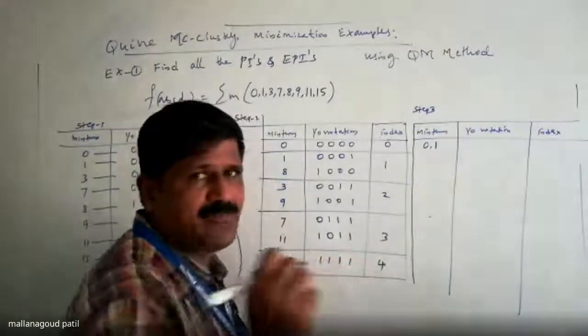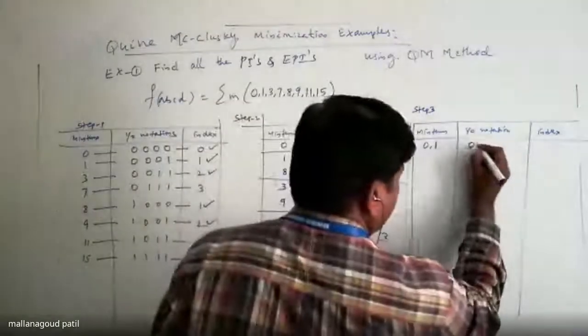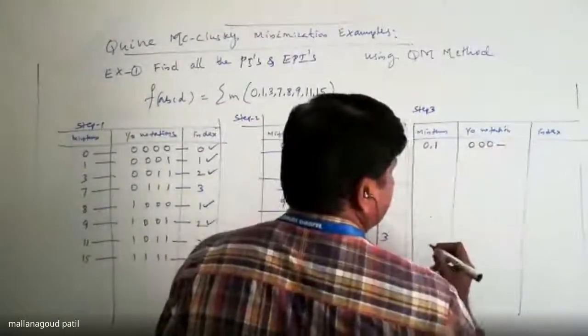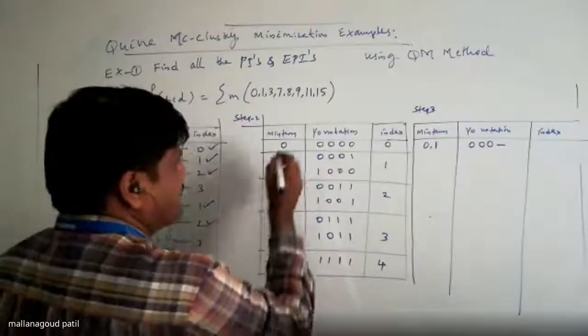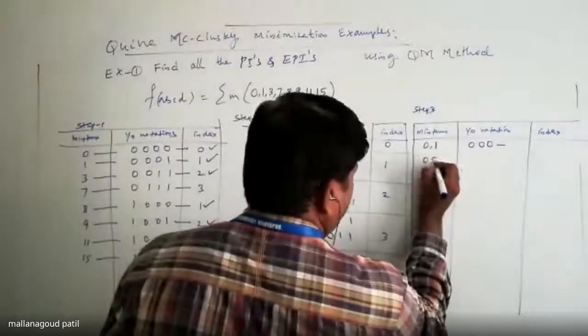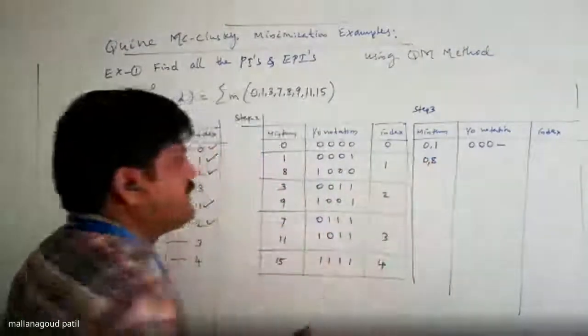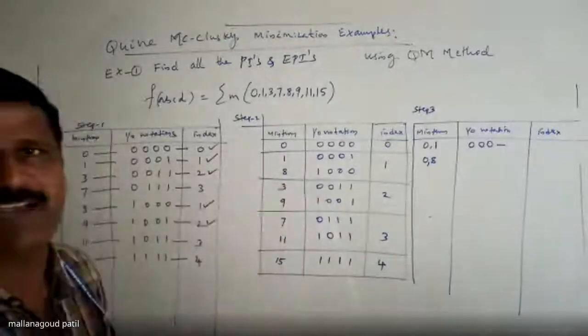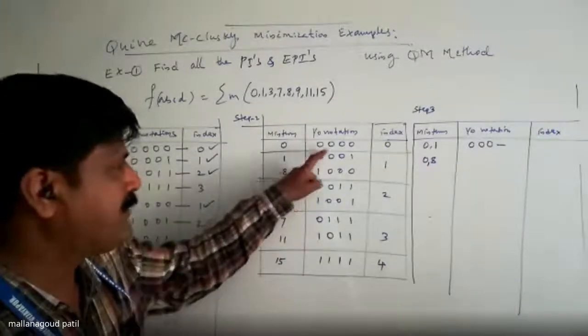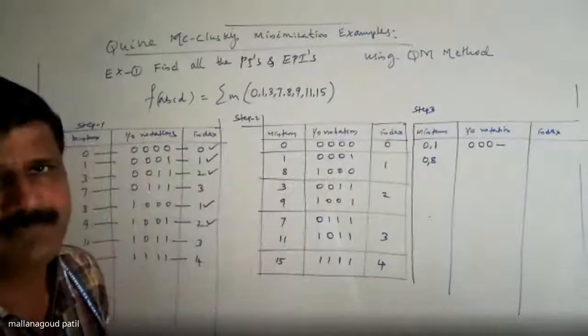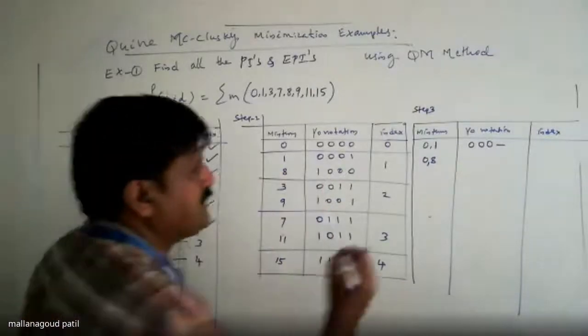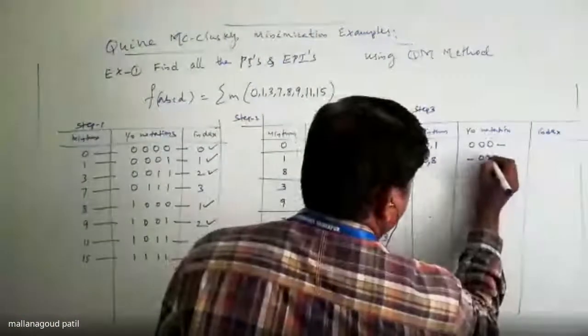The representation for logically adjacent will be 0, 0, 0, dash. Then once again 0, 8. You can check 0, 8 is also logically adjacent. The first bit differs, but the second, third, and fourth bits are the same. Then we can represent this as dash, 0, 0, 0.